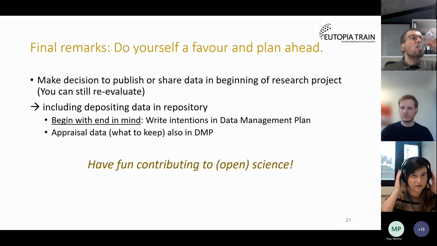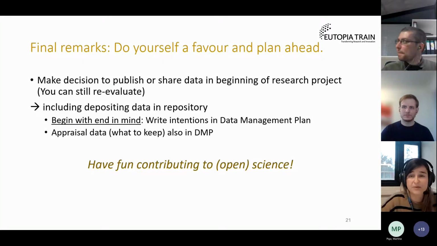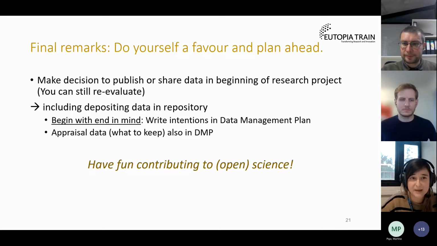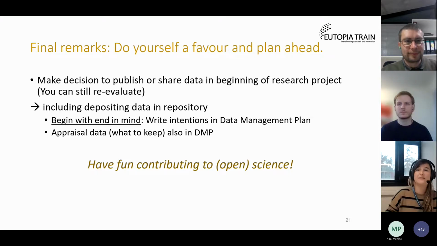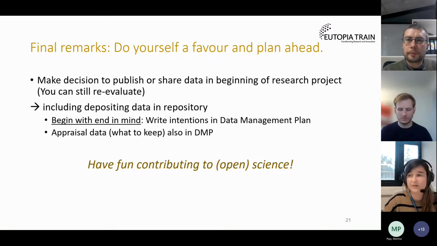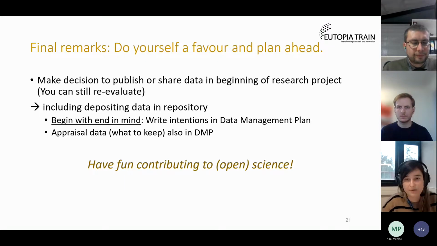Then some final remarks. Do yourself a favor and plan ahead. Make decisions to publish or share your data in the beginning of your research project. You can still reevaluate later on. This is also mentioned in your DMP, so you can write down in your DMP where you're going to store your research data. It's just important to keep all of this in mind when you start with your research project.